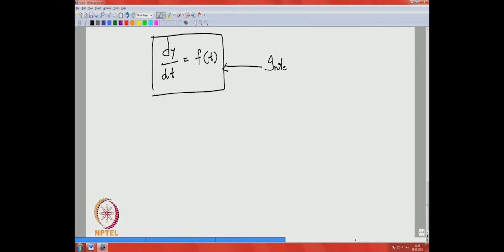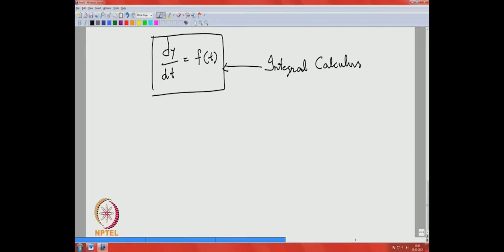This is just to convey to you that it is an integral calculus problem. Given a function, you want to determine y of t. Attempting to solve it is precisely your fundamental theorem of calculus, and other things will come into play.